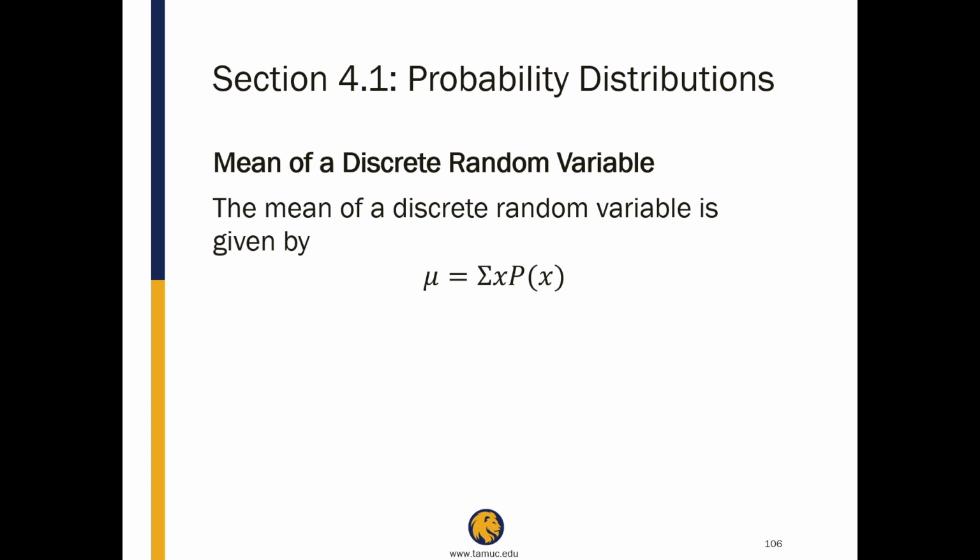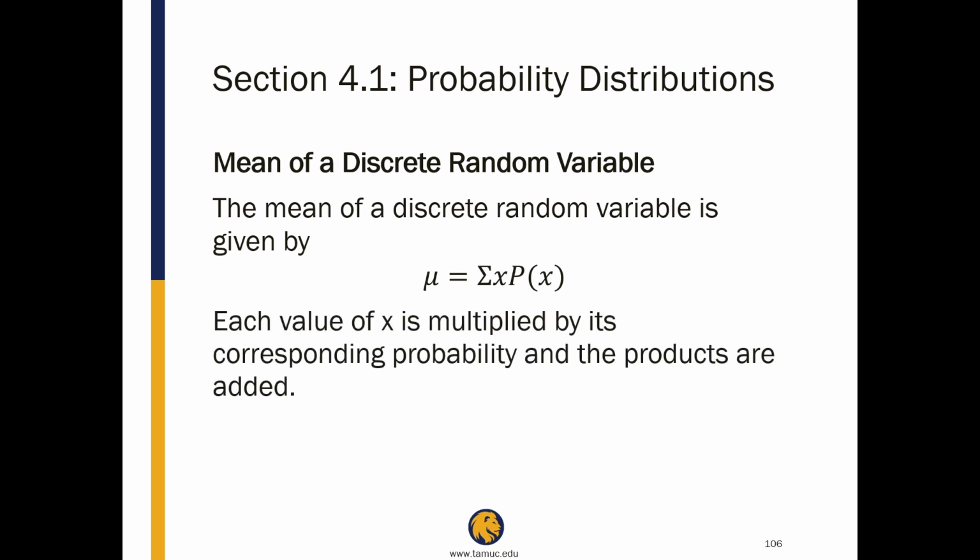That's given by mu is equal to sigma x p of x. What this basically means is we take each value of x for the random variable multiplied by its corresponding probability, and then these products are added together. The symbol sigma stands for summation. So the summation of all the x's and probability of x's multiplied together.